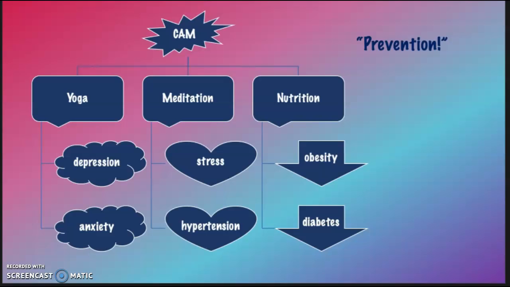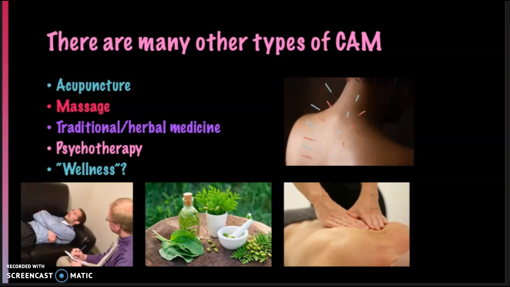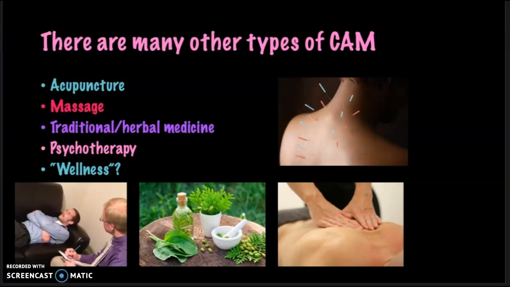This figure shows yoga, meditation, and nutrition counseling, and the benefits each might have for overall health. Yoga alleviates depression and anxiety, meditation, stress and lower blood pressure, and proper nutrition prevents diabetes and obesity. Many other treatments fall under the CAM umbrella. These include acupuncture, massage, herbal medicine, and psychotherapy.